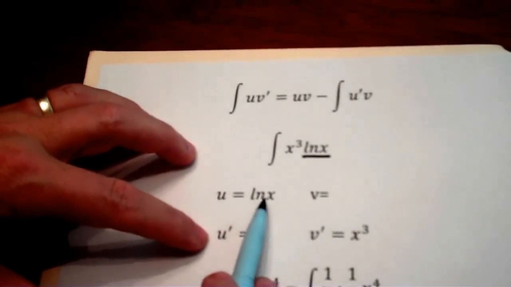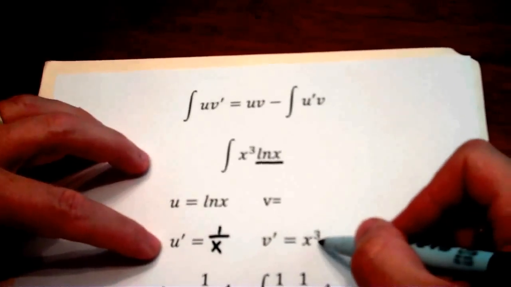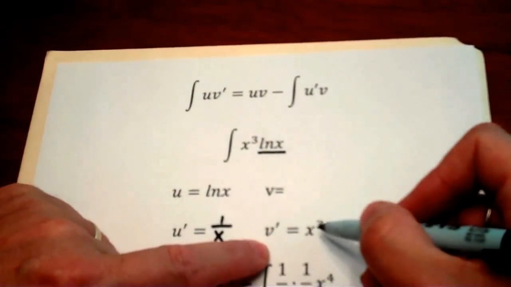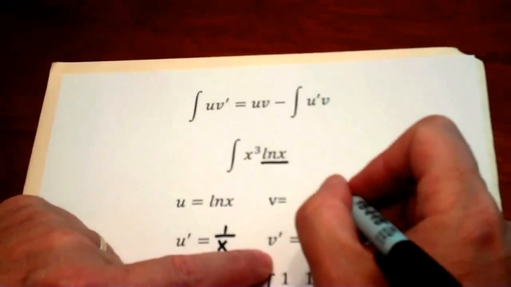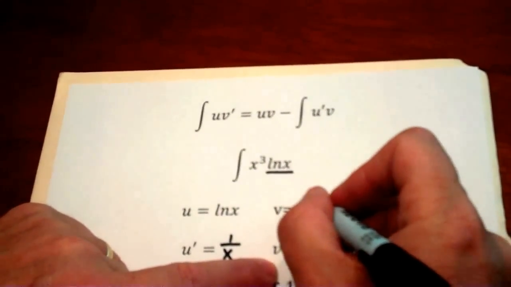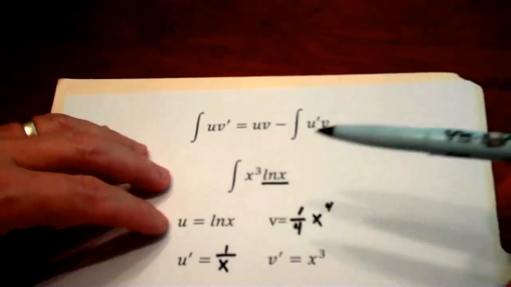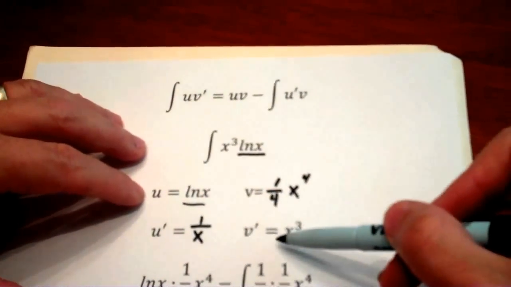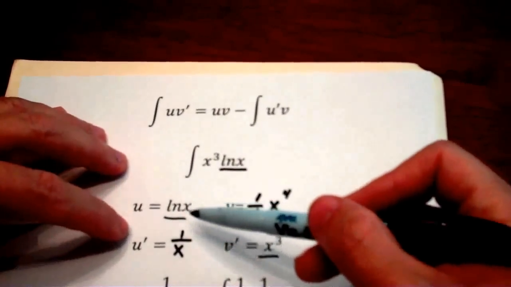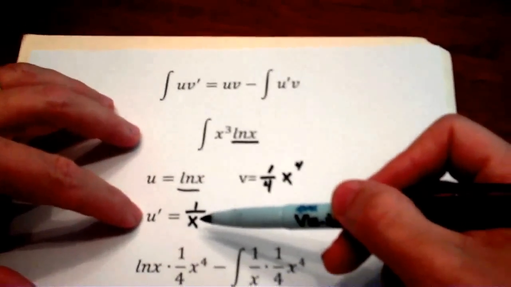The derivative of the natural log leaves me with just 1 over x. And integrating my v prime so that I find out what v is, I will merely take that x to the third, make it 1 more, and then divide by 4, or frankly, just multiply by 1/4. So I now have all the pieces to my puzzle. I started by identifying what u and v prime were, integrated v prime to find v, and took the derivative of u to find u prime. I now once again merely have to substitute these into my formula.